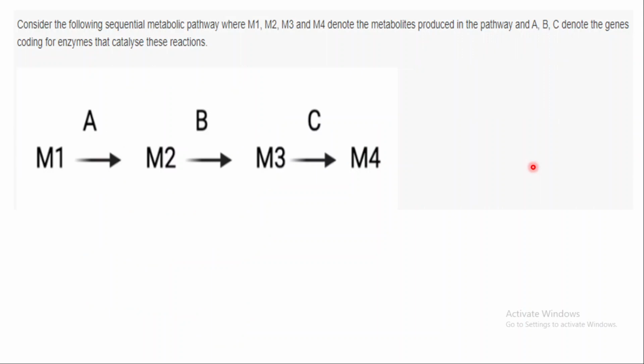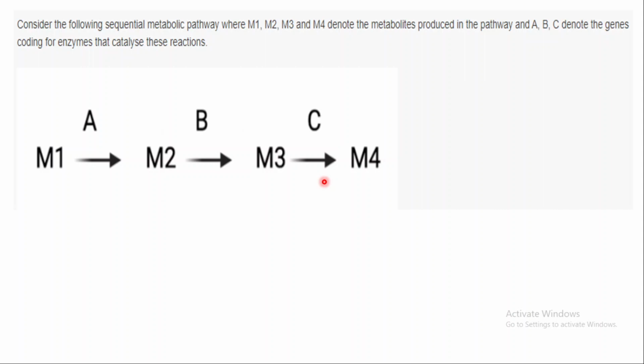Now we have another interesting question on the screen. Consider the following sequential metabolic pathway where M1, M2, M3 and M4 denote metabolites produced in the pathway, and A, B, C denote genes coding for enzymes that catalyze these reactions. So this is a typical metabolic pathway, and A, B, C are enzymes, M1, M2, M3 are different metabolic states leading to the production of M4 as a final product.